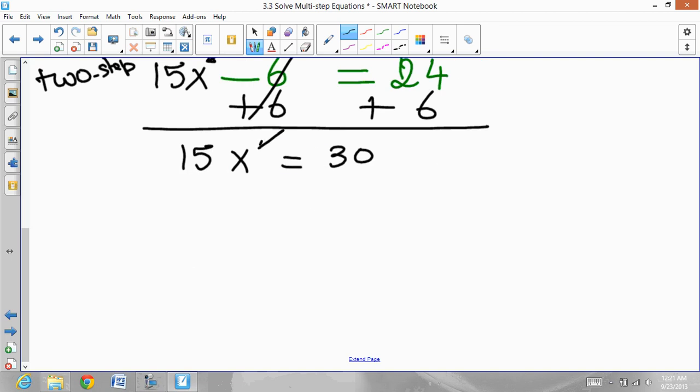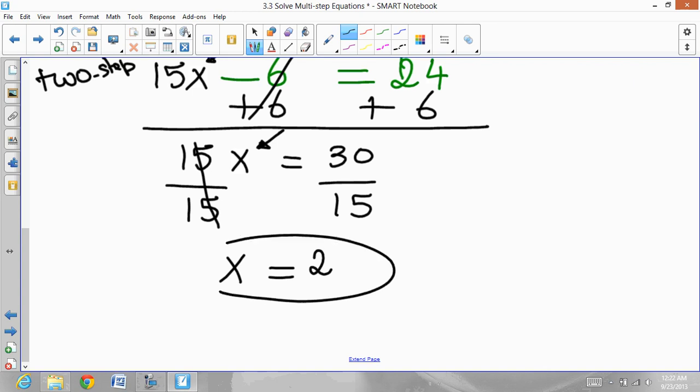You need to get the x to safety. It's being closely watched by 15. No sign between, which means it's multiplied by 15. The opposite of multiplying by 15 will be to divide by 15 on this side. Use the division symbol like this and divide by 15 on this side. 15 divided by 15 gives you a 1. 1 times x is x. 30 divided by 15 gives you a 2. And that'll be the answer.